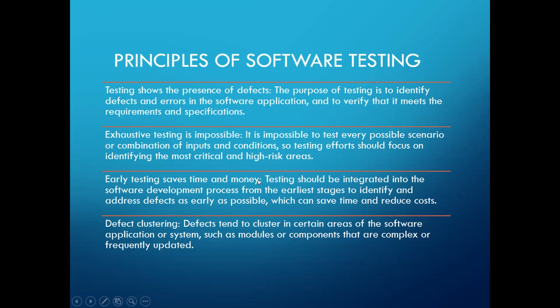We cannot test everything in the application, but we have to use our intuitiveness and ideas of testing. That is, we have to use the techniques and write test cases carefully. It says it is impossible to test every possible scenario or combination of inputs and conditions. So testing effort should focus on identifying the most critical and high risk areas. Here comes the consideration of priorities and severities. Priority in the sense of what the critical and high risk areas are. We have to consider them and test them.